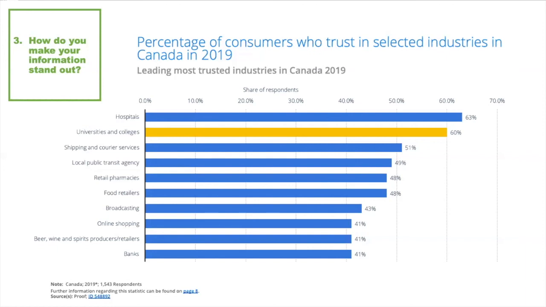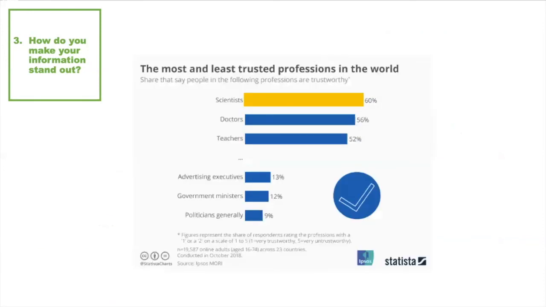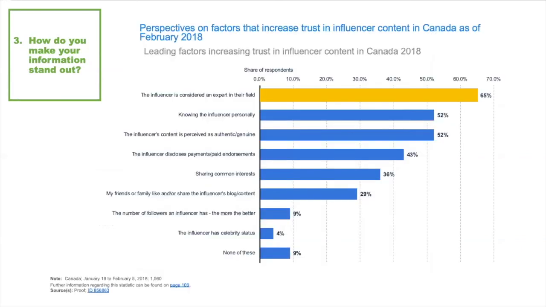It's hard to find a single data point that supports that, so I'm going to point to three: most trusted industries in Canada, universities and colleges; most and least trusted professions in the world, scientists. If you're a scientist, you're even more untouchable. And an influencer that's considered an expert in their field is trusted by 65% of Canadians.